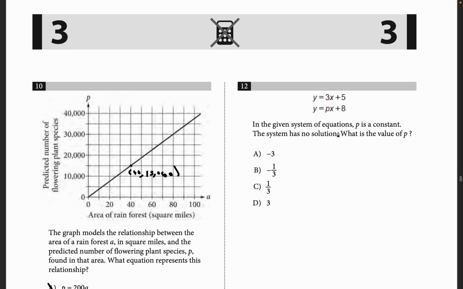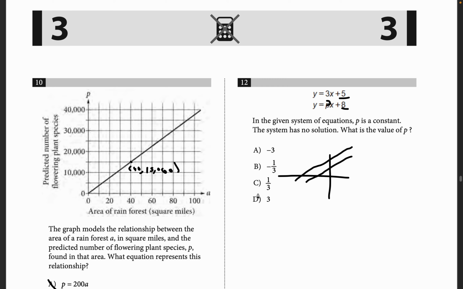In a given system of equations, p is a constant. The system has no solution. Okay, no solution, that means the slopes are the same, y-intercepts are different. So this p must be 3. Same slope, because it would be like this. Let's say 5 right here, and then 8 is right here. They're never going to intersect, so there's no solution.